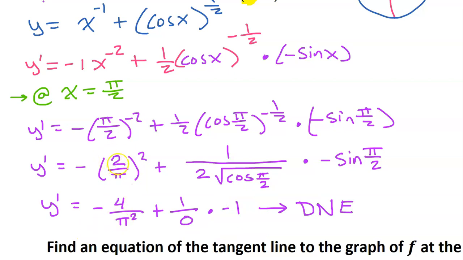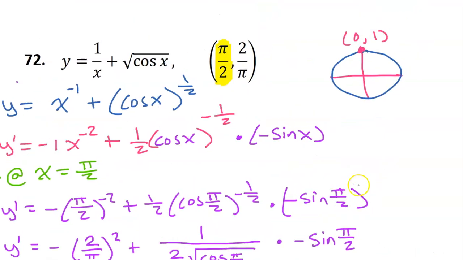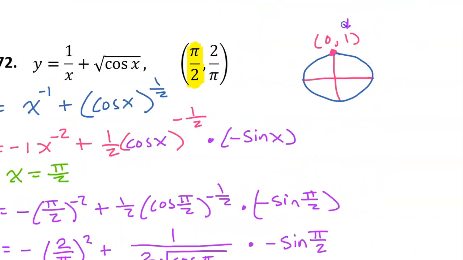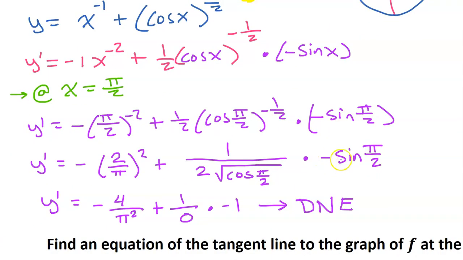I went ahead and simplified this and put 4 over pi squared. The sine of pi over 2 is 1. So with the negative sign of pi over 2, that became the negative 1 that you see. But of course, the answer is does not exist because of this 0 in the denominator.